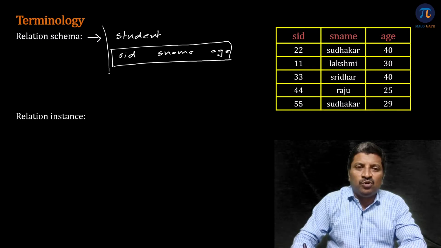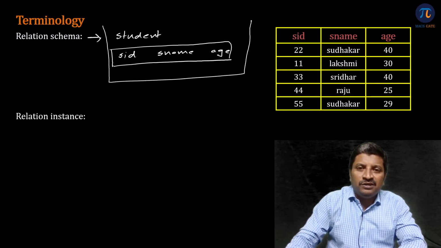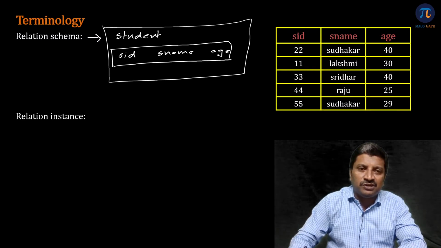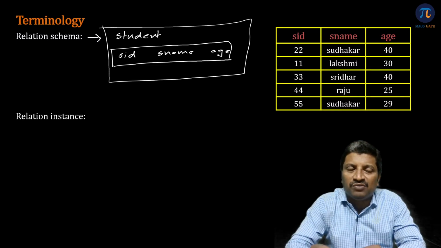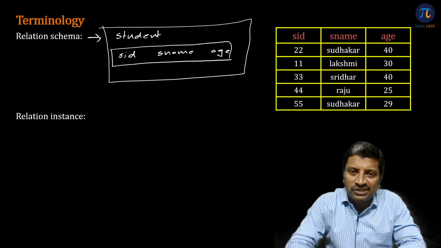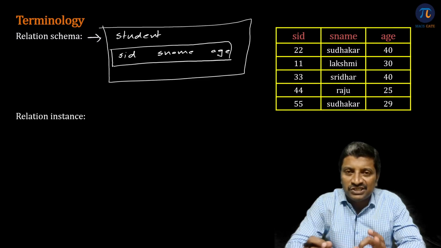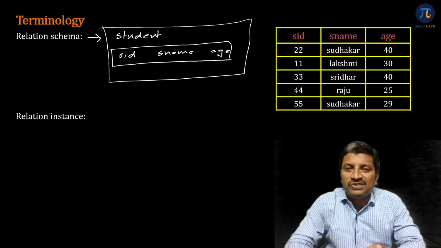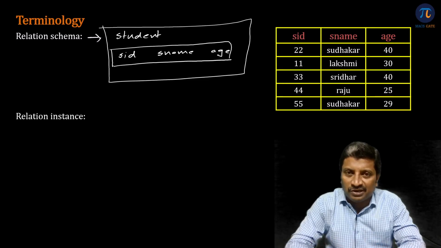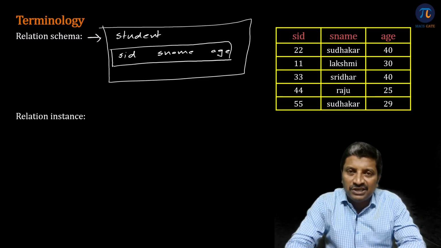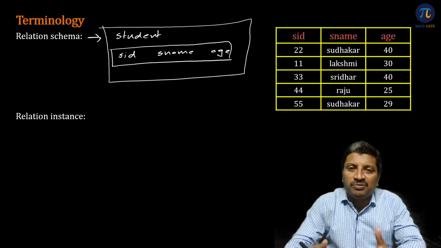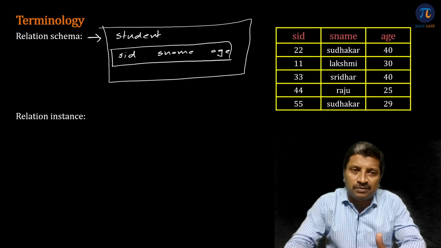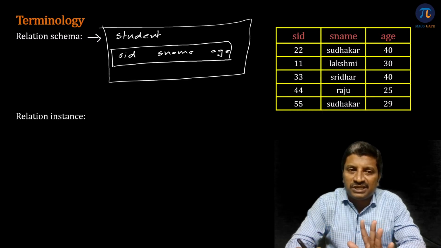Here we don't mention any particular record. It is the skeleton of the relation, the structure of the table which we are going to store in our database, called the relation schema. In a relation schema, we don't mention the properties of any particular record, that means any particular student, that may be Sudhakar or Lakshmi or Sita. So that is relation schema.